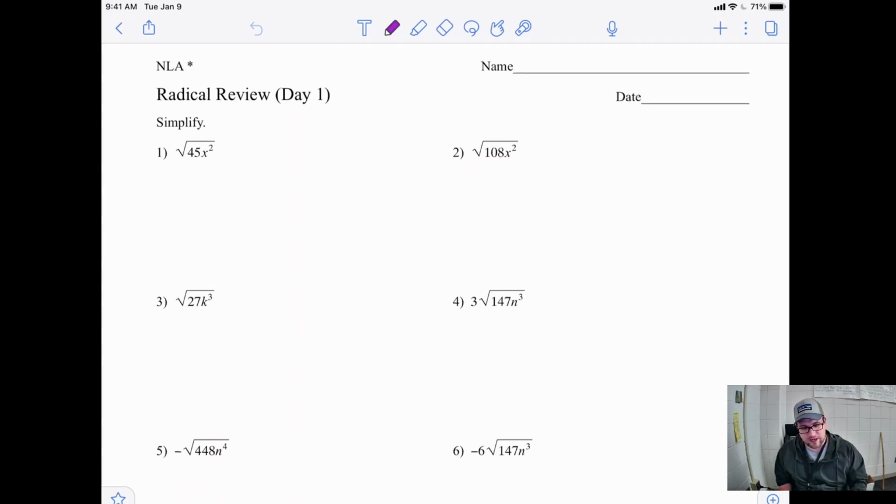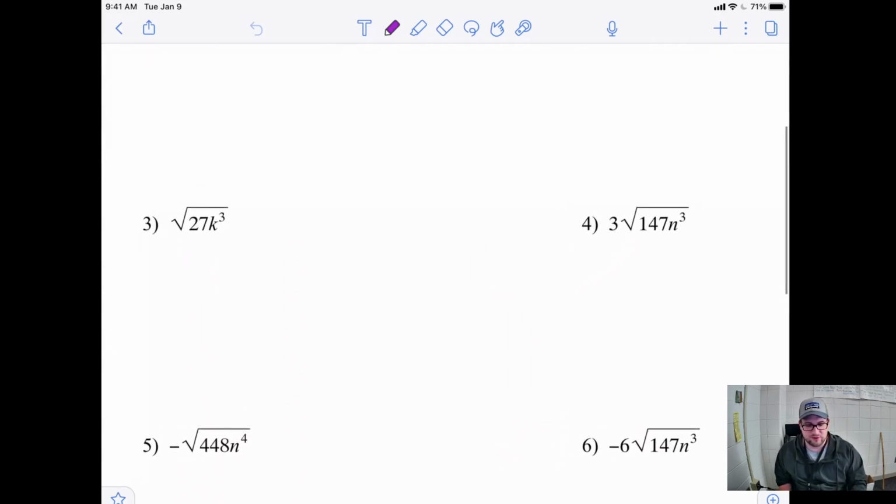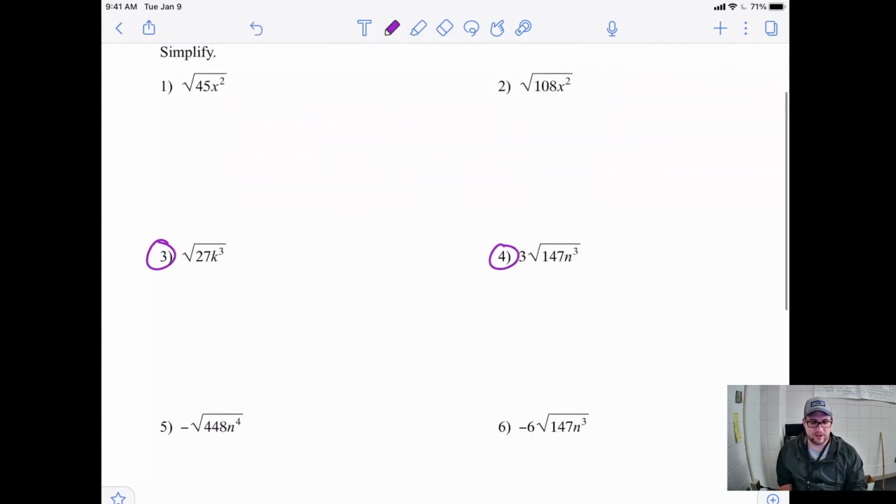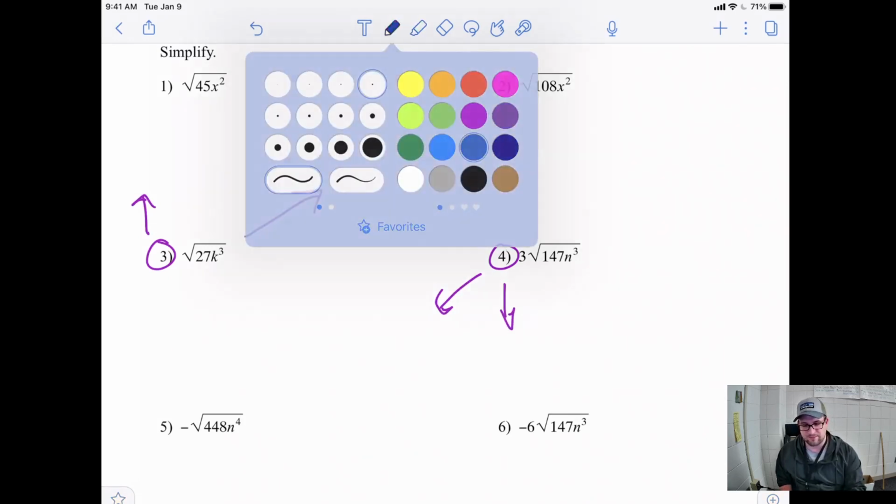Let's look at a problem. Remember, we've been simplifying stuff for a long time. So I'm going to jump in. I think I'm going to do 3 and 4 right now because I think you're going to realize that 3 is a lot like 1 and a lot like 2, and that 4 is a lot like 5 and a lot like 6. So let's just do 2 basic problems here and see what we remember.